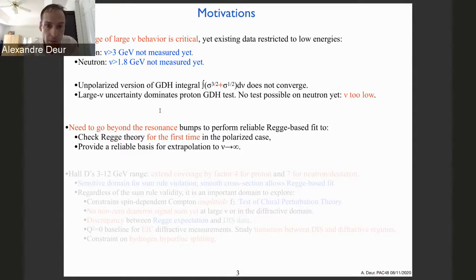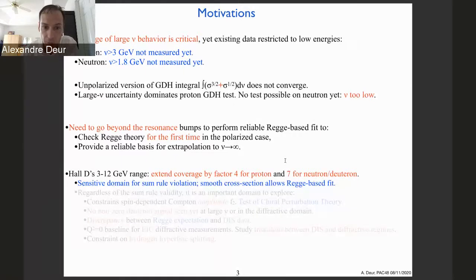So to study the Regge and high nu behavior of the integrand, we need to pass the resonance bumps. That will allow us to check for the first time the Regge theory in the polarized case, and it will also provide a reliable basis to extrapolate the data to infinite energy, where we can have the complete integral. So with its 3 to 12 GeV range, an experiment at CLAS12 would extend the coverage of the proton data by a factor 4 and by a factor 7 for the neutron and the deuteron. This is the sensitive domain for a sum rule violation, but that's also the domain where the cross-section is smooth and where fits can be made.